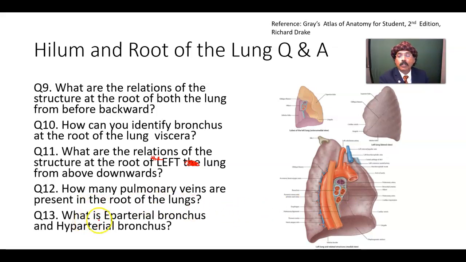What is the eparterial bronchus and the hyparterial bronchus? We'll go to the right lung, and we'll find that the eparterial bronchus is the superior lobar bronchus. The hyparterial bronchus is the bronchus for the middle lobe and the lower lobe of the right lung. So the eparterial bronchus is not present in the left lung. Those are the bronchi of the right lung.